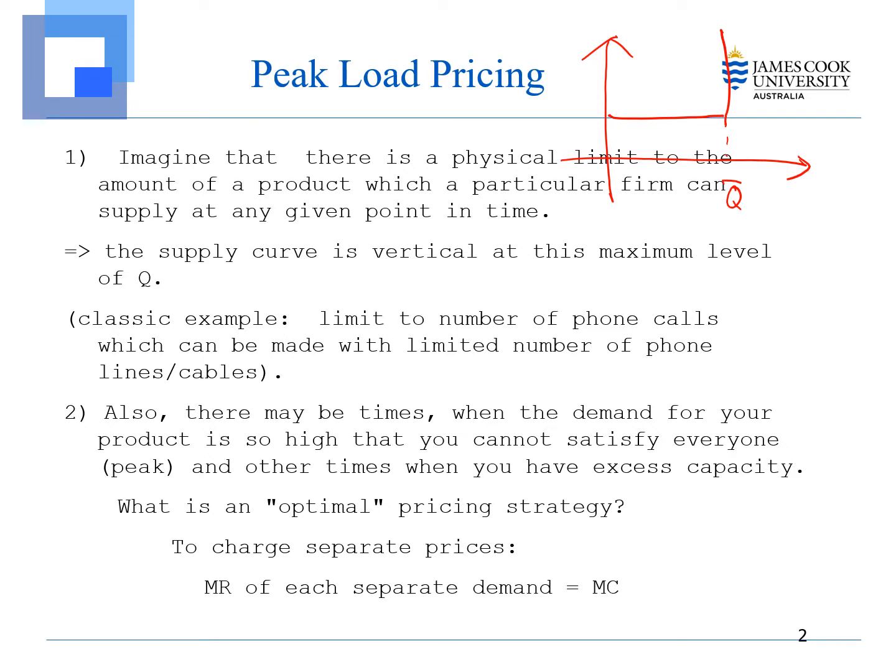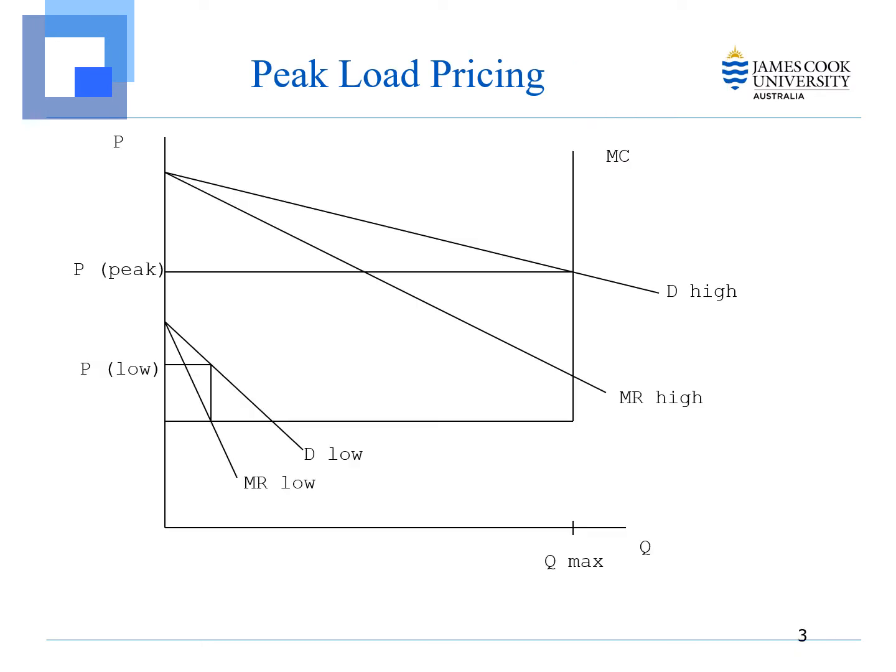In terms of determining the particular price level, we follow MR equal to MC. It's like this. Marginal cost, that's the supply curve. Before the limit it is horizontal, constant. Then when the firm hits the limit Qmax, it becomes vertical. In the peak times, the demand is high. In the off-peak time, the demand is low.